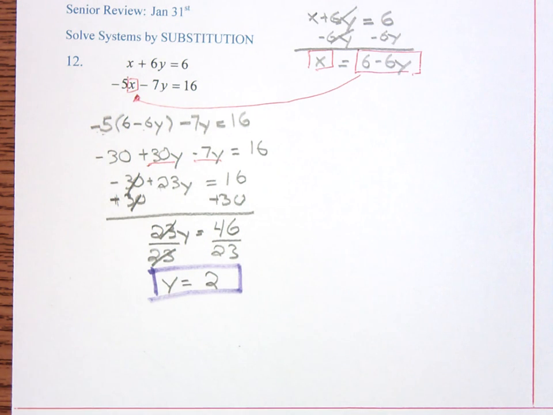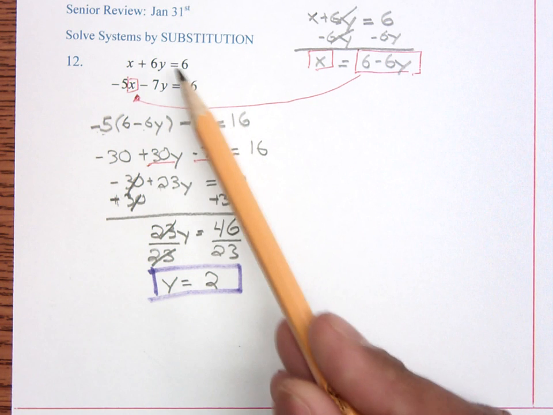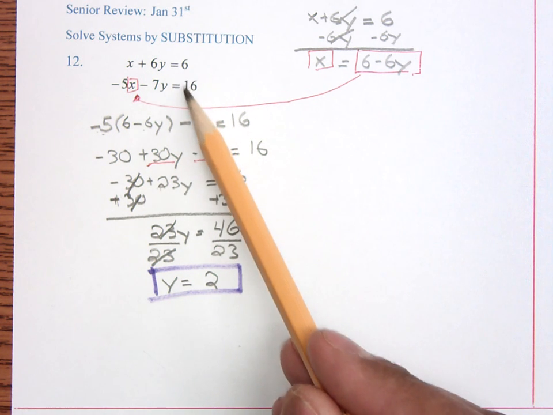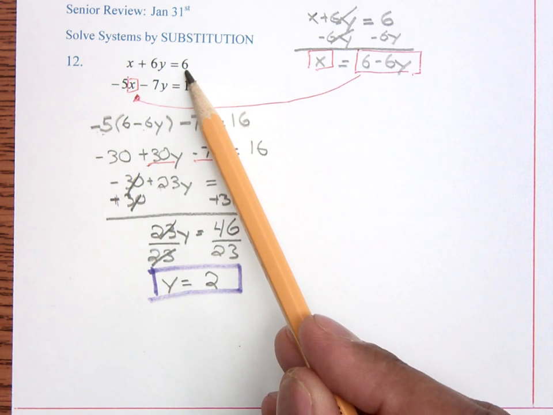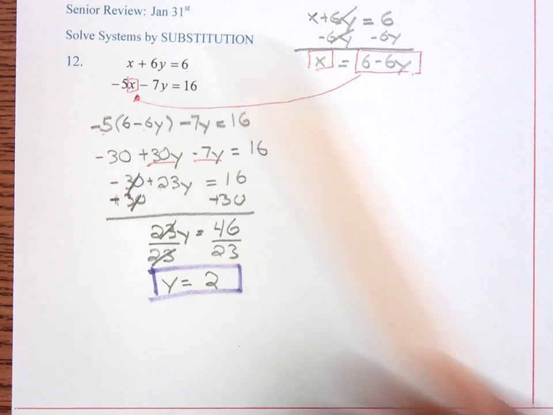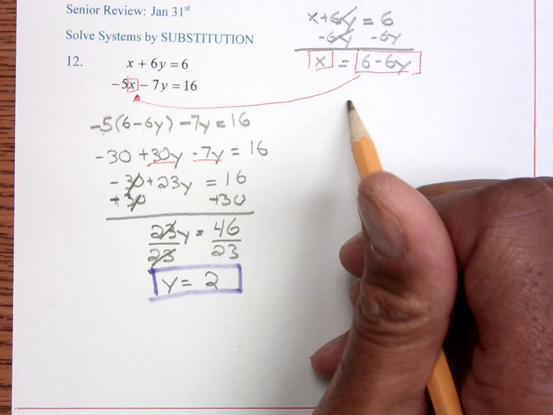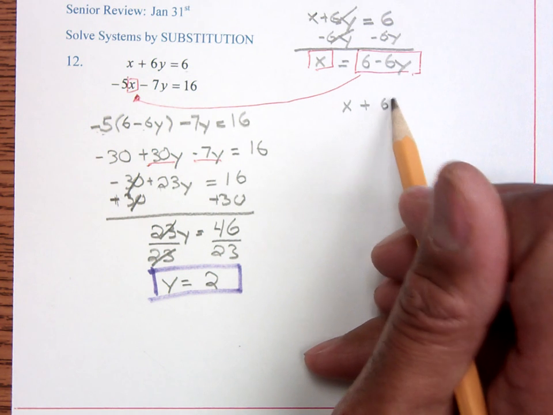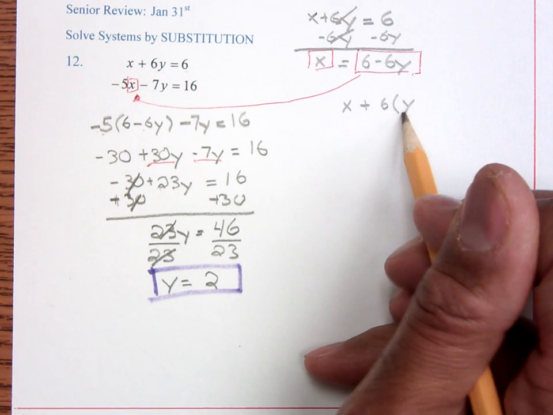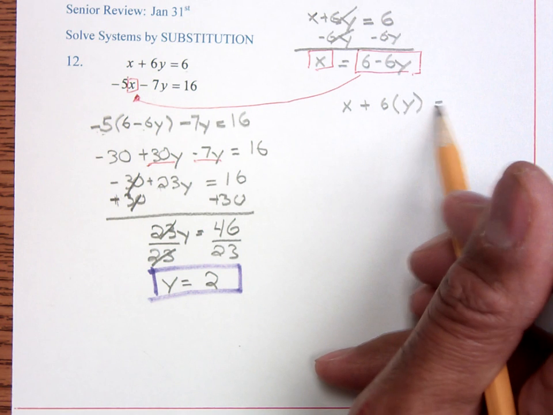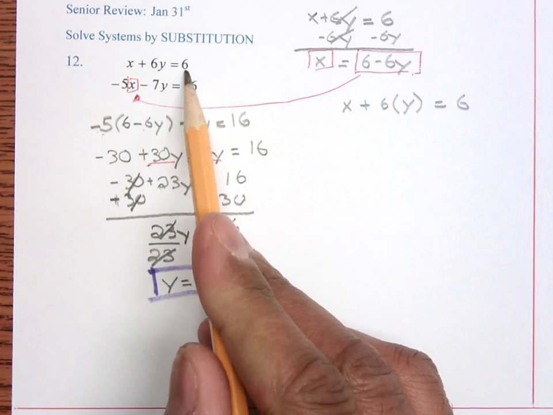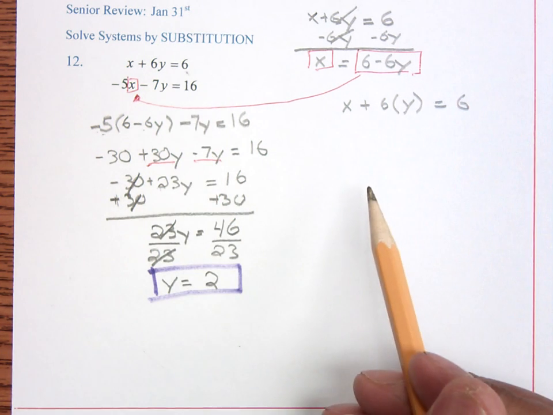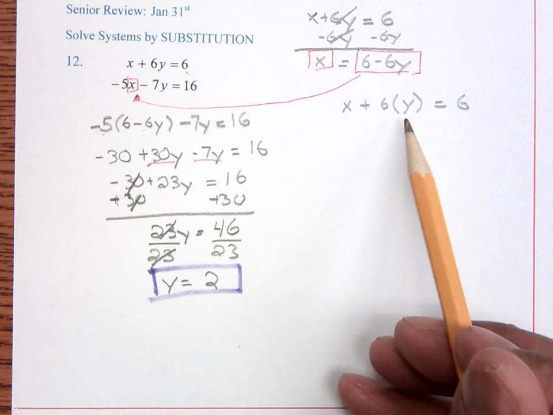So now we're going to go back to our original two equations, and we could pick whichever one we want right now. I'm going to choose the first one because it looks a little simpler to me. And I'm going to write it as x plus 6, and the y in parentheses. X plus 6y equals 6. That's the first equation here. And I could have used the second one, but I like this one better. Looks simpler. I'm going to substitute now.